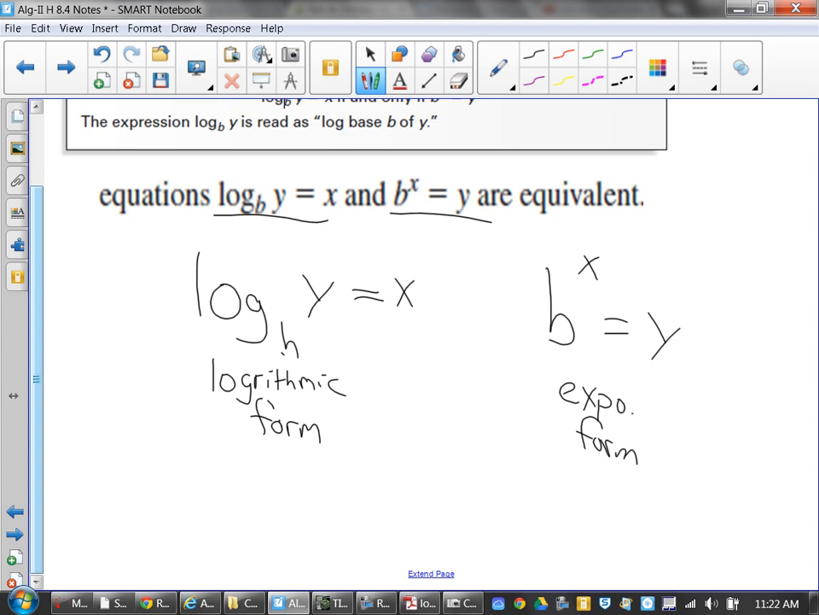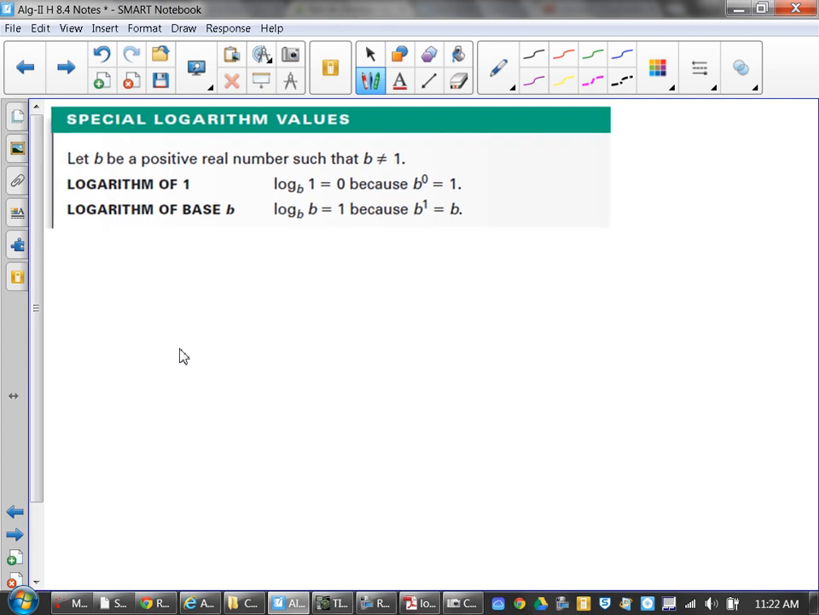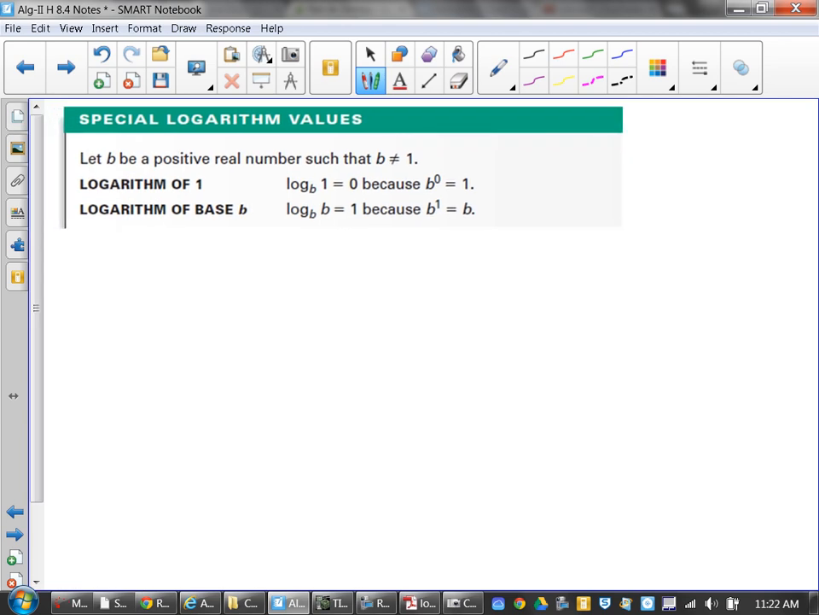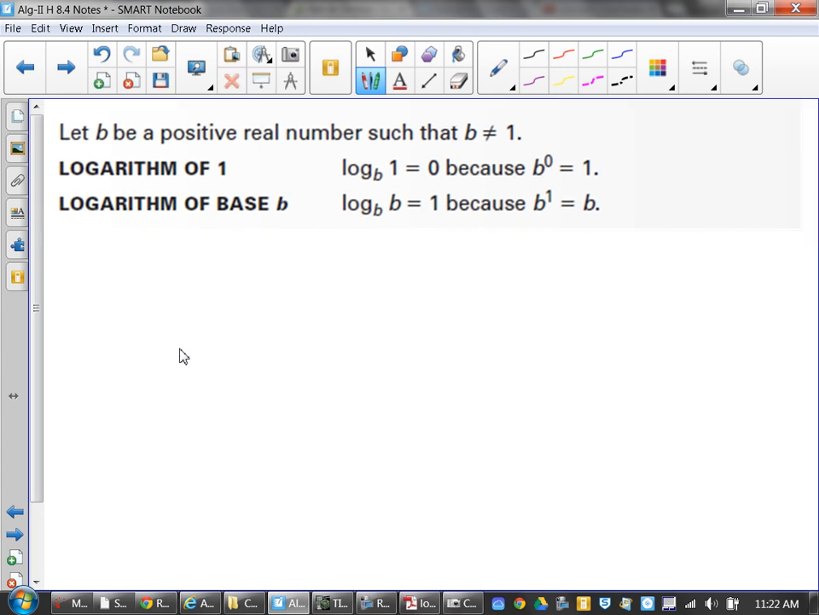All right? So let me show you some examples of this. Some real fast properties. There's a couple of properties we're going to use a lot. Log base b of 1 is 0. The reason is, what is b to the 0? 1.